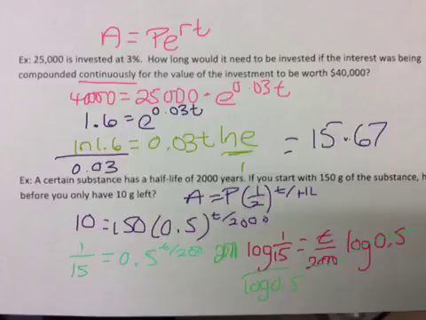So in your calculator, 2,000 log 1 divided by 15, close parentheses, divided by log 0.5. So the answer is 7,813.78.